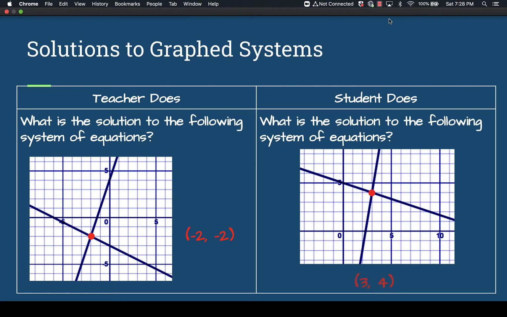Check your answer. You should have said they intersected at (3, 4). That is your solution.